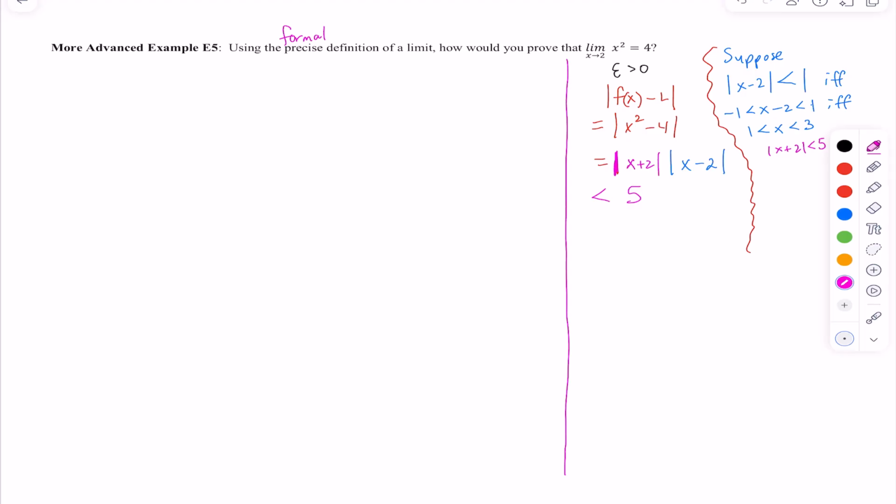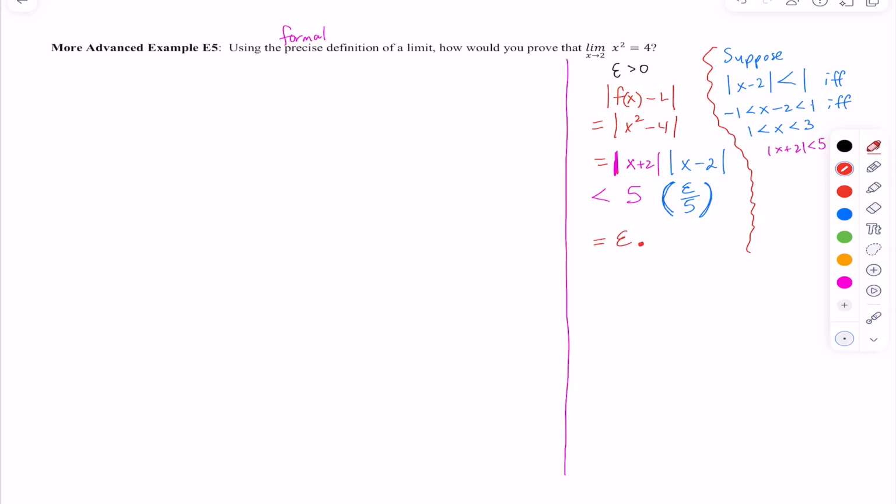5 times something. Well, ultimately, we know that the absolute value of x minus 2 is less than 1, but we also need it to be less than something else. So that something else is the same technique that we used before. 5 times what will get me epsilon? That's what you're going to ask yourself. Well, what we want to do is make sure that the absolute value of x minus 2 is also less than epsilon over 5. That way, when you multiply these two quantities together, you will indeed get epsilon.